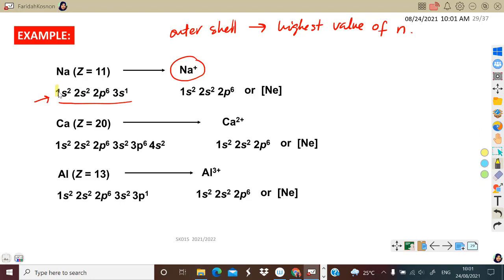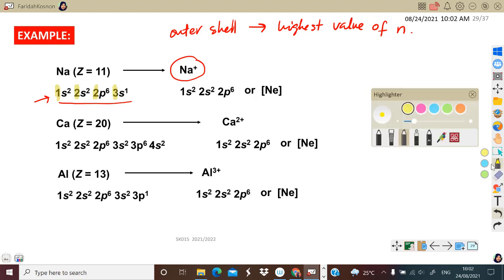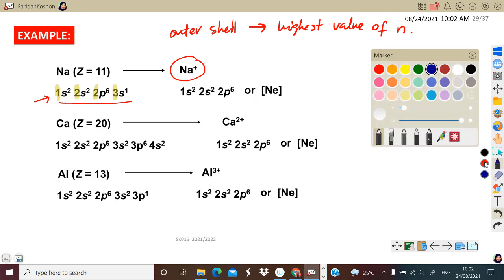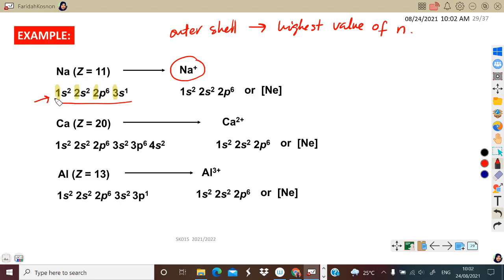Kalau you tengok dekat electronic configuration of sodium, n yang mana? n merujuk yang saya highlight ni. Maksudnya itu adalah principal quantum number kan? Jadi, when n equals 1, we have 1s orbital. When n equals 2, we have 2s and 2p orbital. When n equals 3, we have 3s orbital untuk sodium. Jadi, kalau sodium atom nak form sodium ion, dia mesti remove satu elektron.